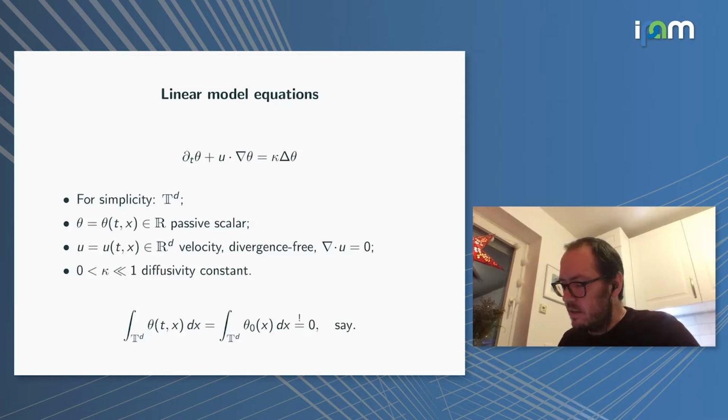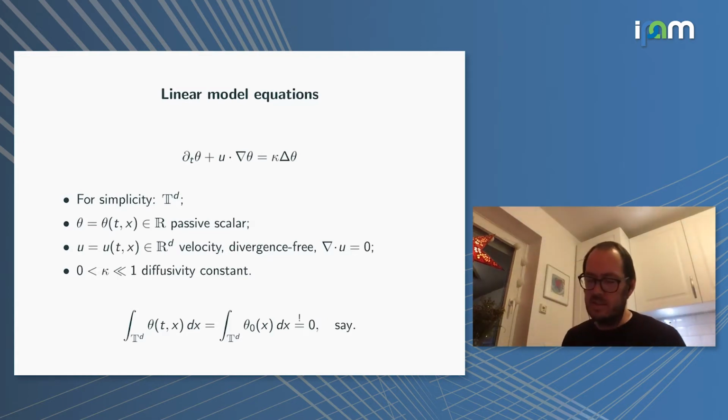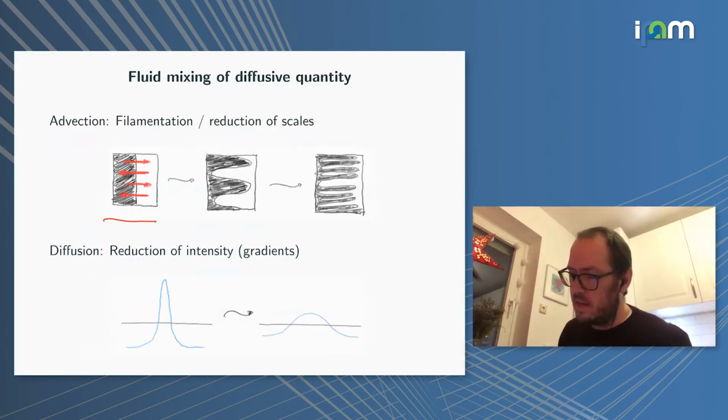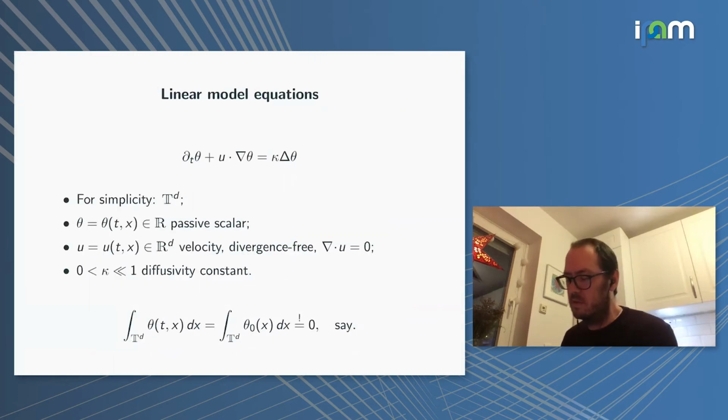Under these assumptions, periodicity and divergence-free velocity, the average of theta is preserved in time, and we assume for simplicity that it's zero initially, and therefore zero for all times. That means if I think of this black-white mixture and assign, for instance, the black part the value +1 and the white part the value -1, then my model should be covered half by black and half by white ink, or whatever it is, paint.